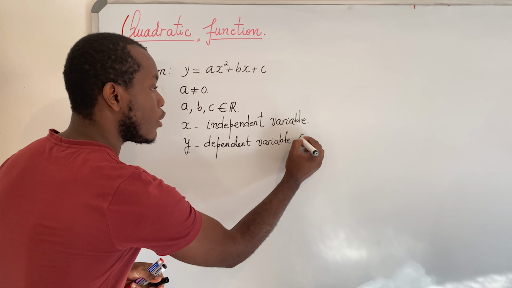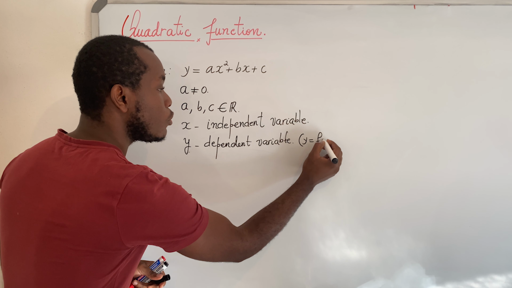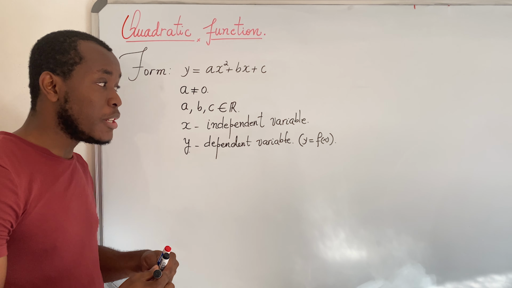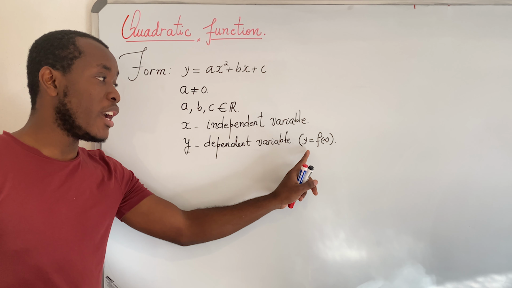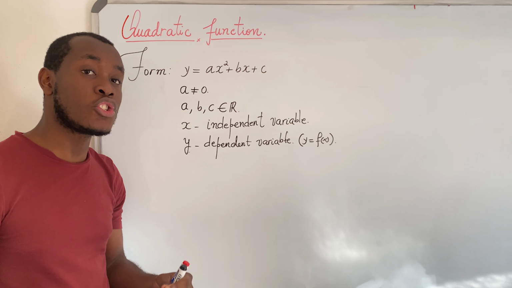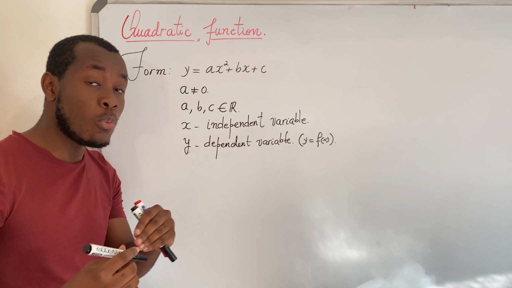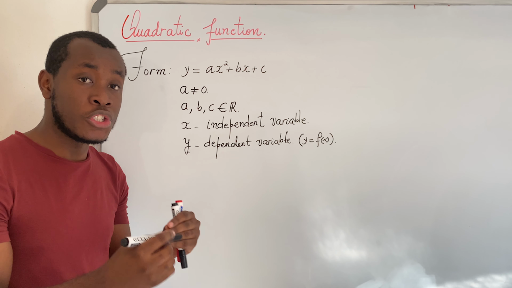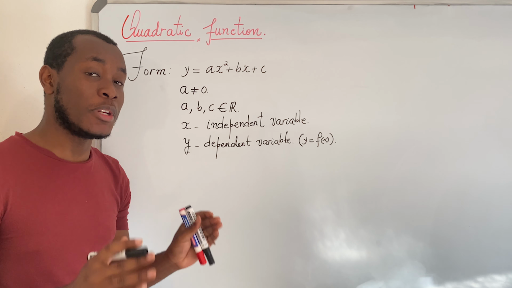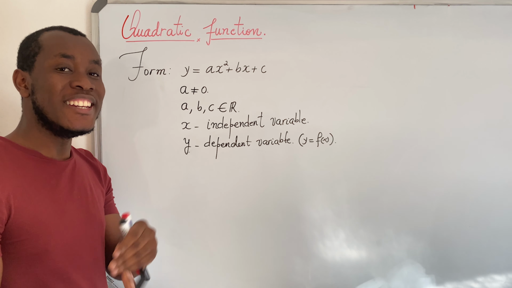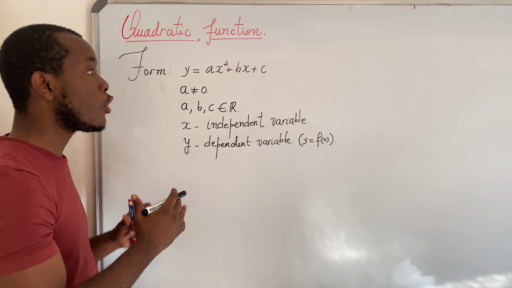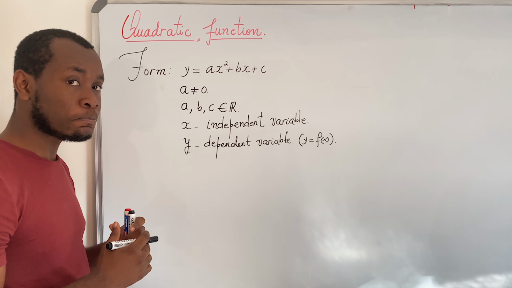So that's why we can also use y to be equal to f of x. This notation just simply tells us that y is a function with respect to x. In other words, y is a function that is written with respect to x. So x is the independent variable while y is the dependent variable. So this is the characteristic of a quadratic function.